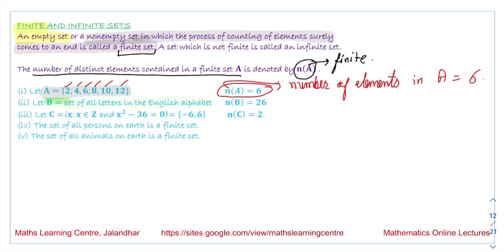Second, we are talking about B. It is the set of all letters in the English alphabet. So how many letters do we have? We know it is 26. So this set is also a finite set.